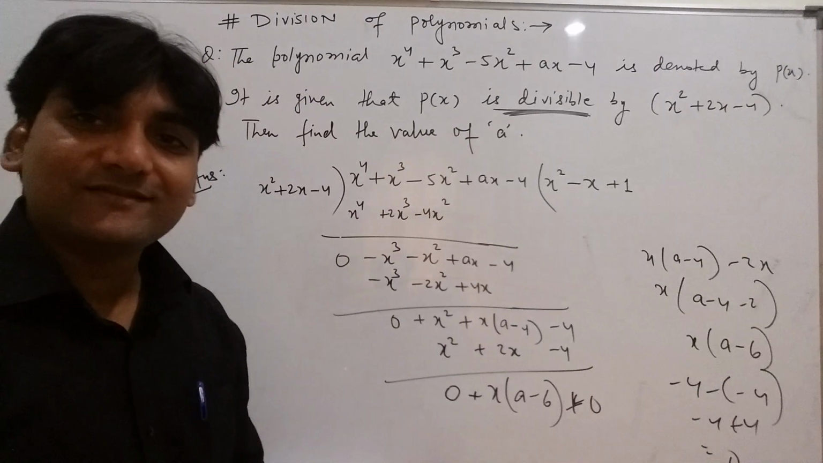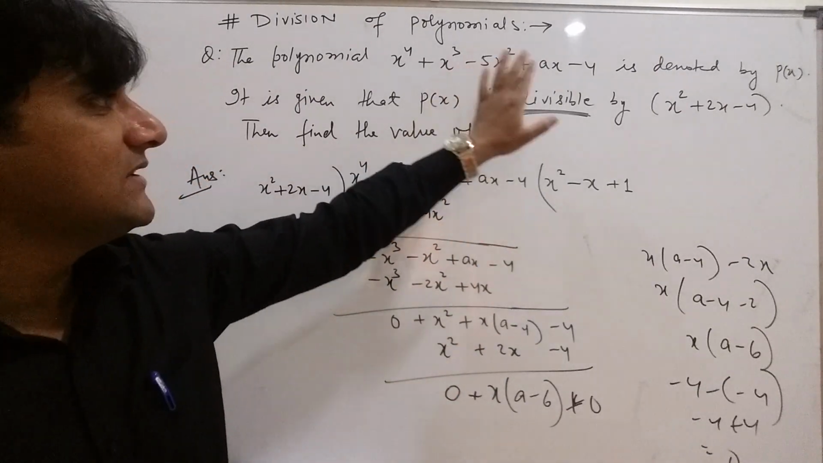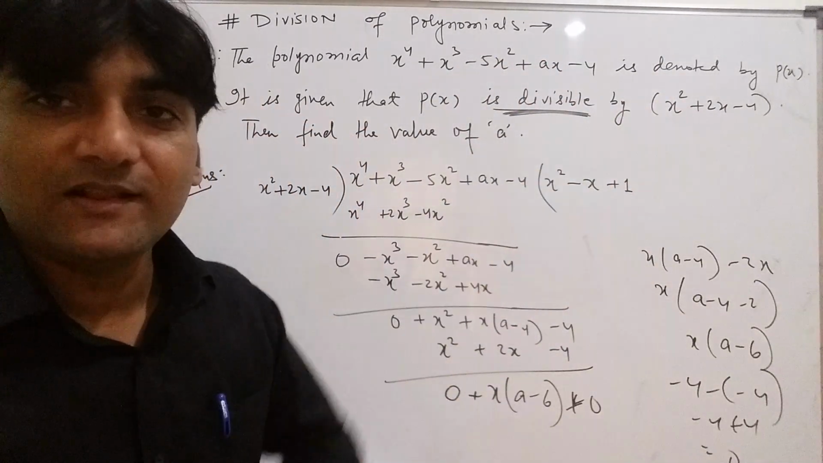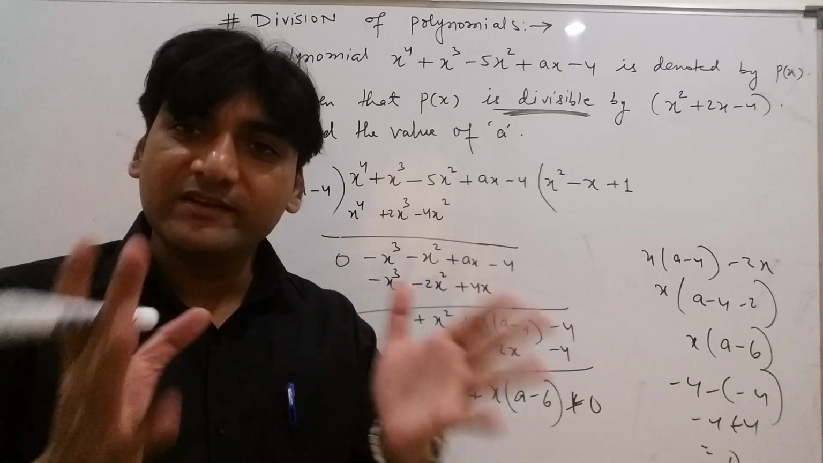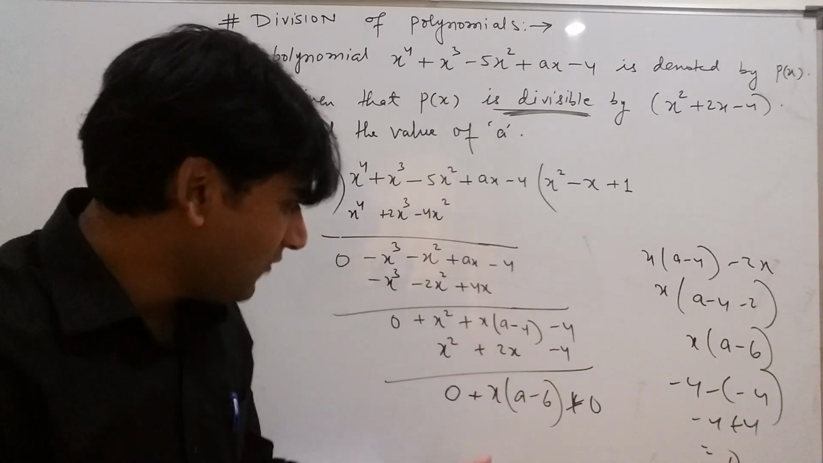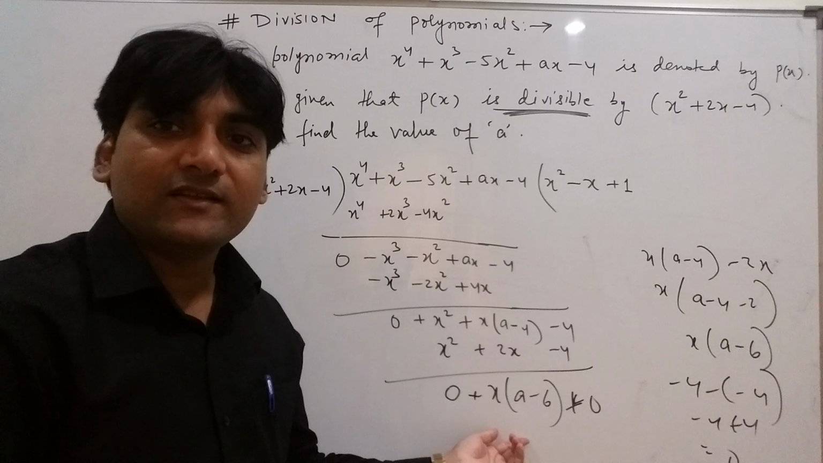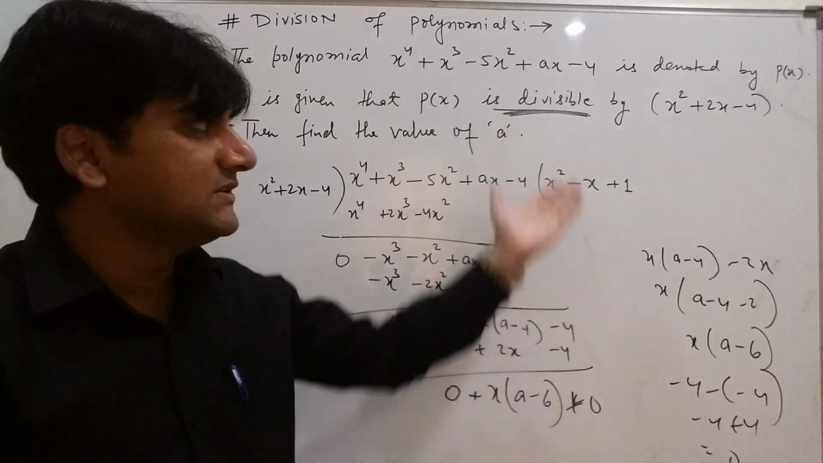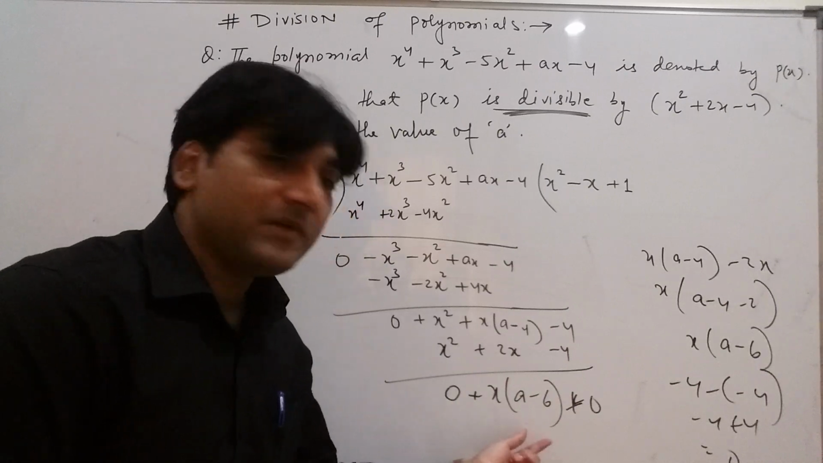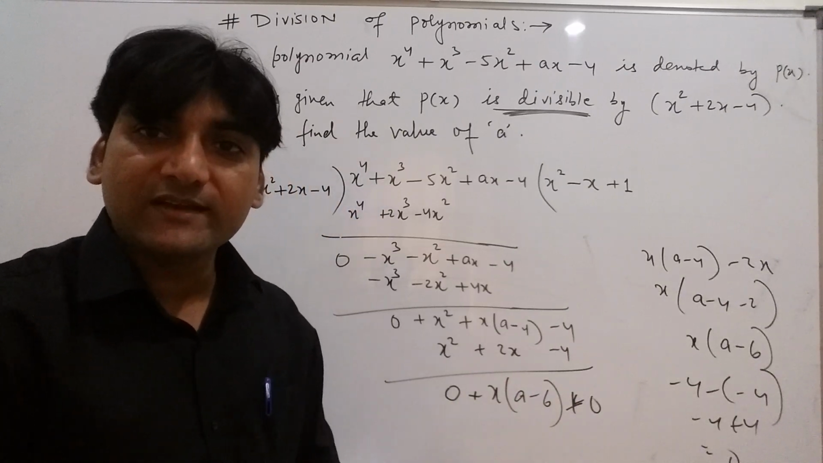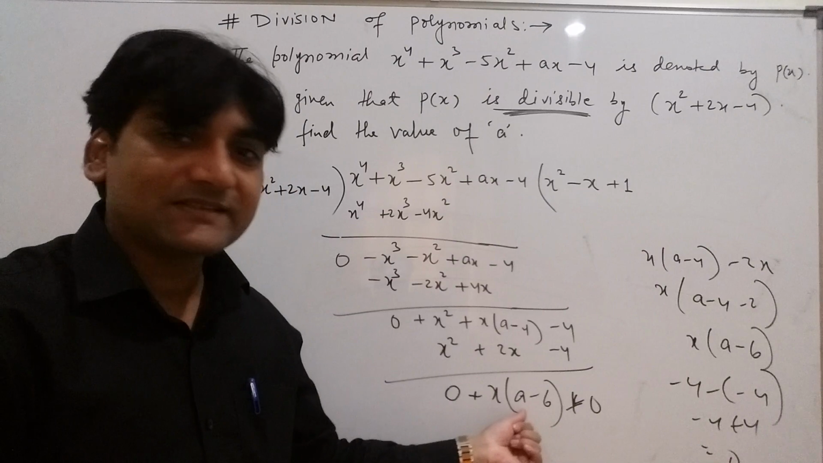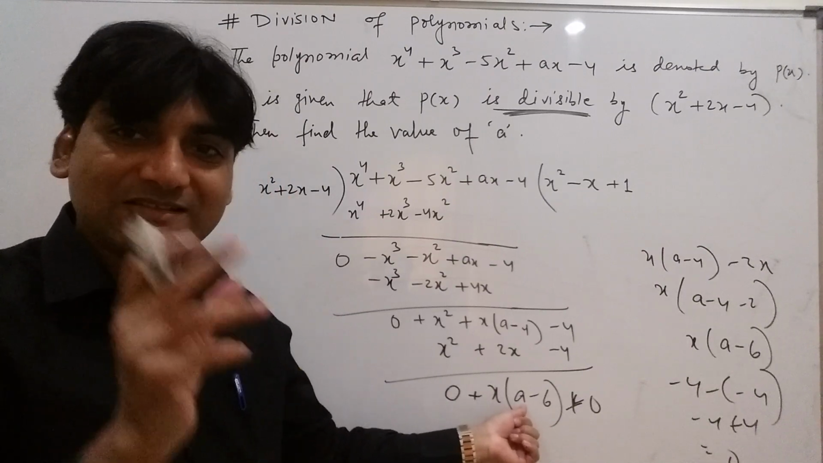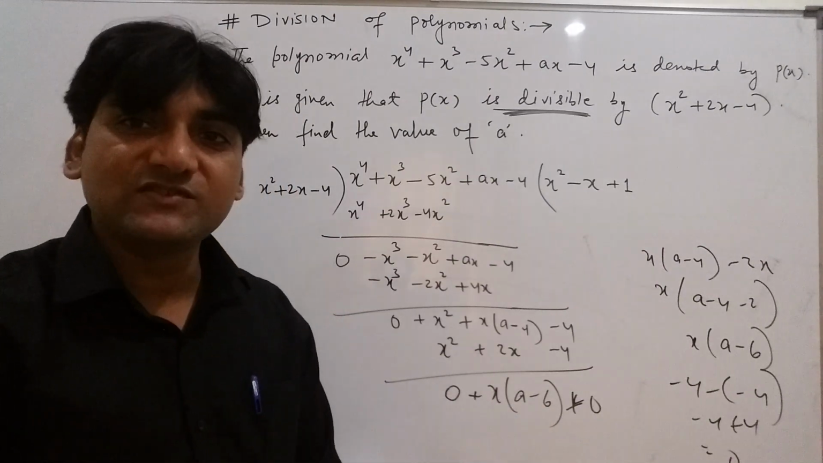What was the question? The question was this polynomial is divisible by this polynomial. It means the remainder is 0. But right now we got some remainder. But it is given in the question that the remainder is 0, divisible. So we have to make it 0. How can we make it 0? a minus 6. If we put the value of a as 6, then 6 minus 6 would be 0.